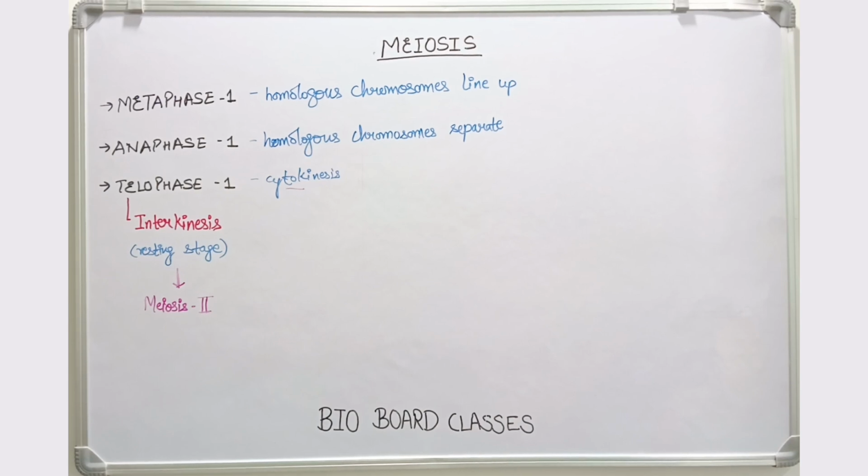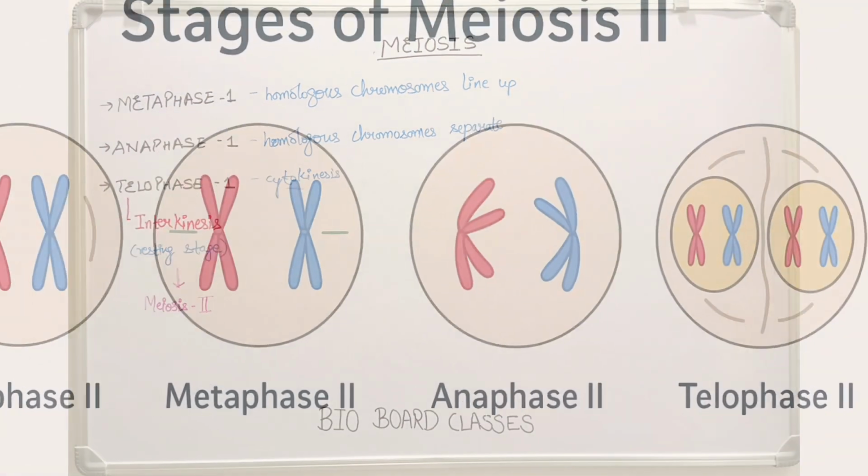After telophase 1, the 2 haploid cells enter a short resting stage called interkinesis. This is just a pause between meiosis 1 and meiosis 2. Here is the key point. During interkinesis, the DNA does not replicate again. The chromosomes are already duplicated. The cell is simply preparing for the next division, where the sister chromatids will finally be pulled apart in meiosis 2. Now, let's begin meiosis 2, which is very similar to mitosis.